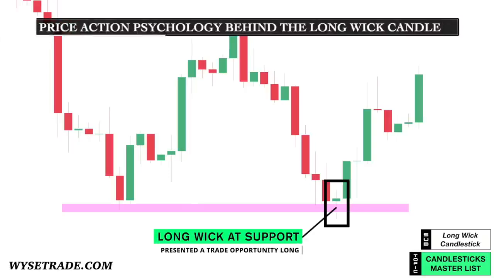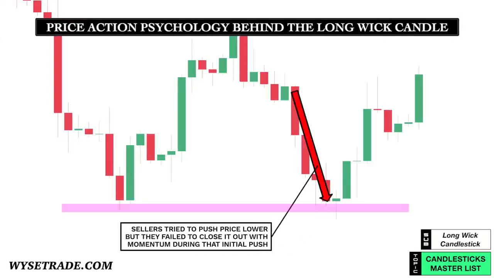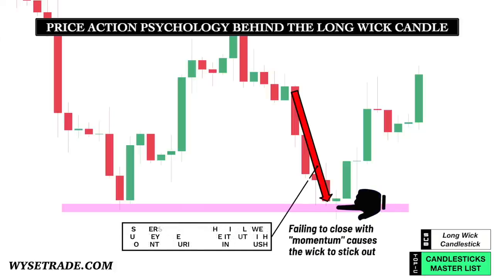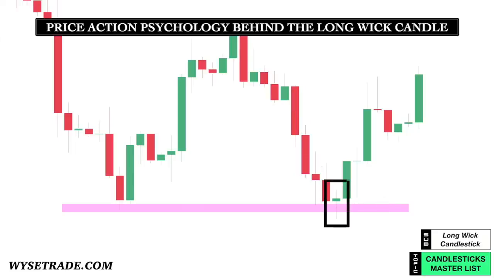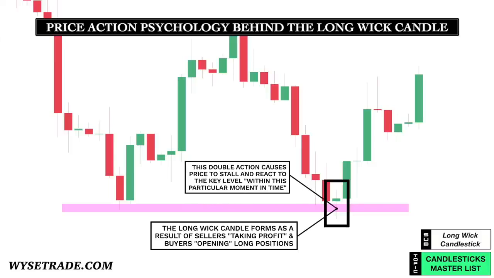So what is the price action psychology behind this? Sellers tried to push price lower, but they failed to close it out with momentum during that initial push, causing the wick to stick out. The long wick candle forms through a combination of sellers taking profit at the key level, as well as buyers stepping in and opening new long positions at the level.